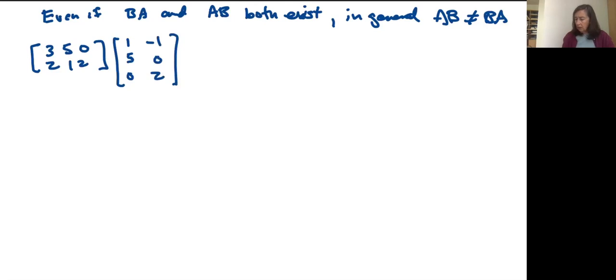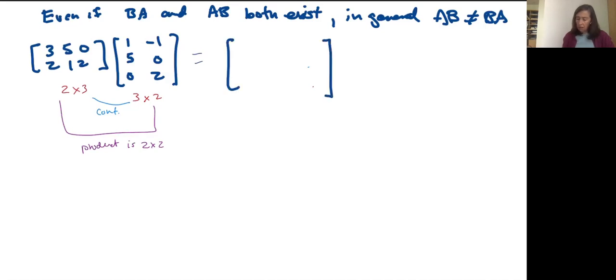Okay. And just like always, I'm doing my dimensions here. A is 2 by 3, B is 3 by 2. This checks. They are conformable. And the product in this case will be 2 by 2. So I'm expecting a 2 by 2 here.